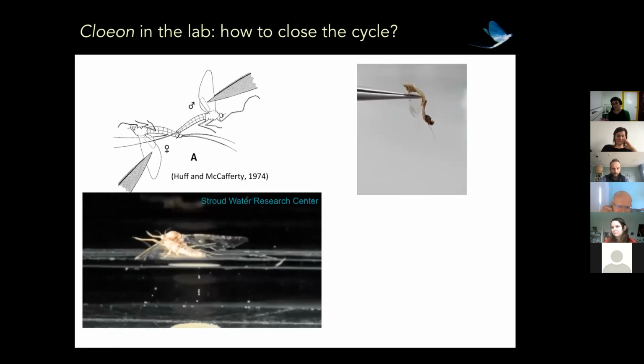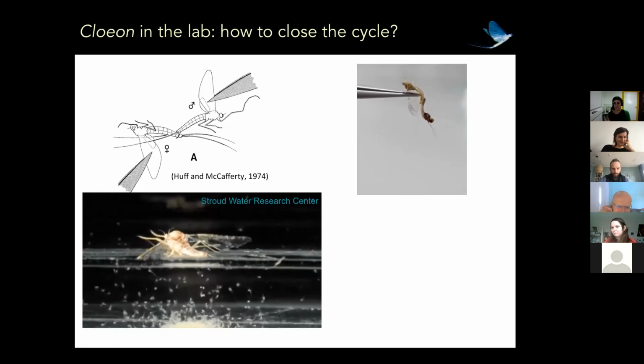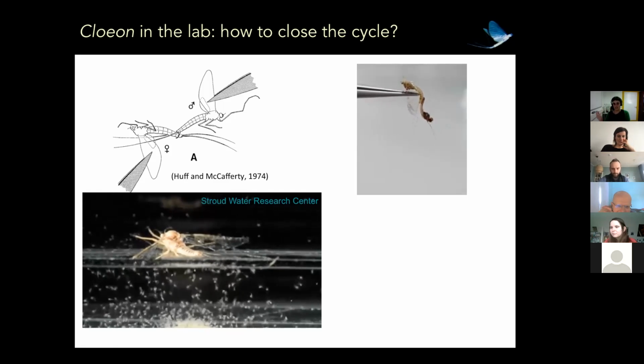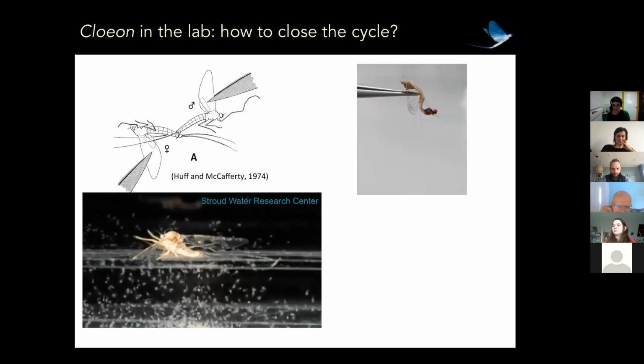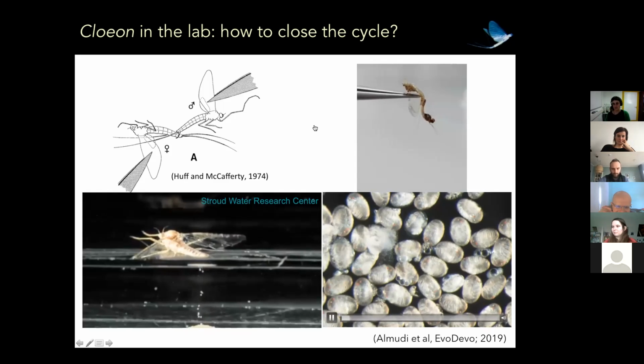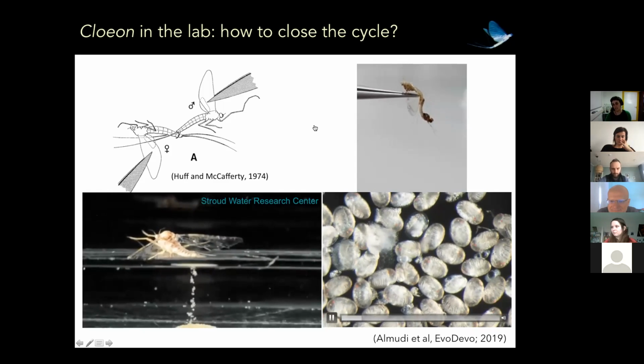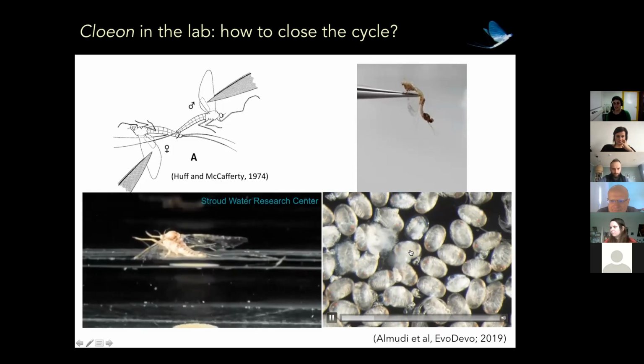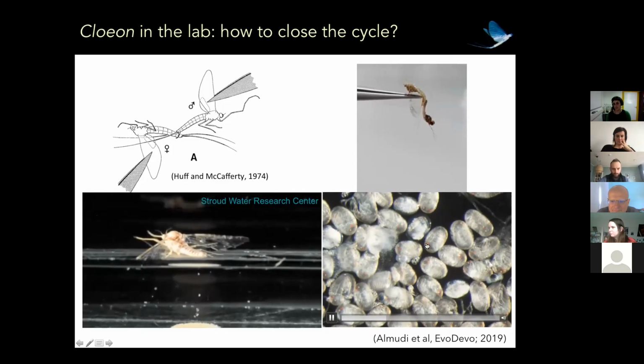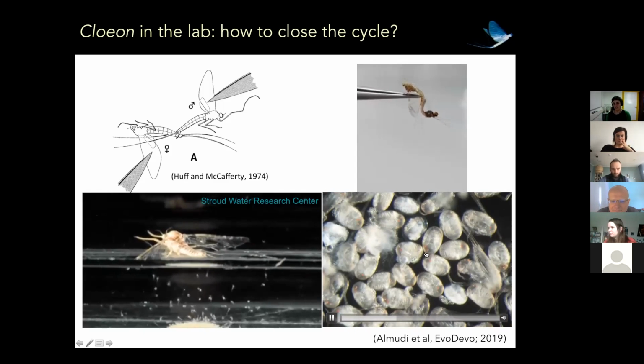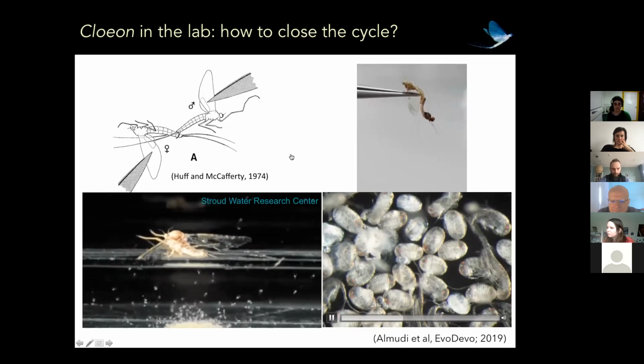And as I said, they are ovoviviparous, so just after laying the eggs, they immediately start hatching and swimming. And here you can see a higher magnification, and you can see more clearly how the eggs hatch, and you can see already all the eyes and the ocelli, the compound eyes and the ocelli, already formed.